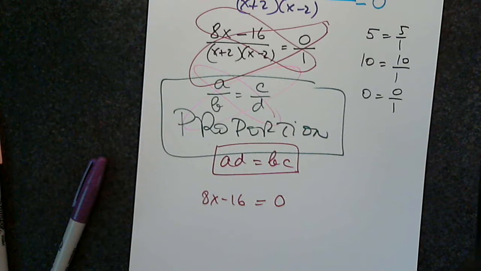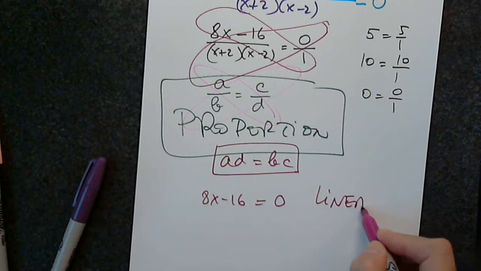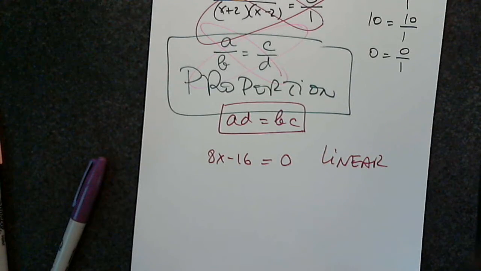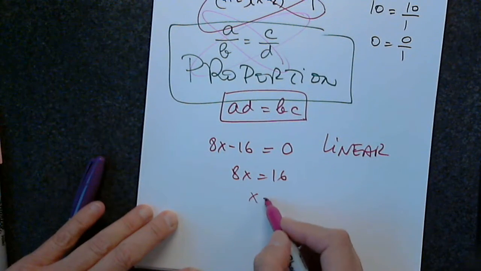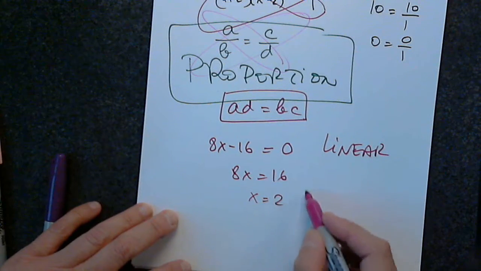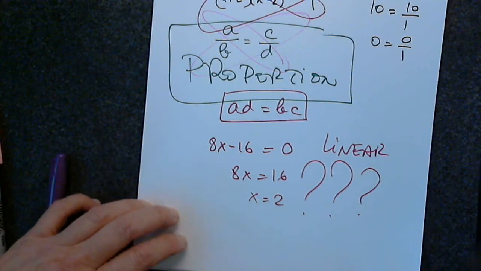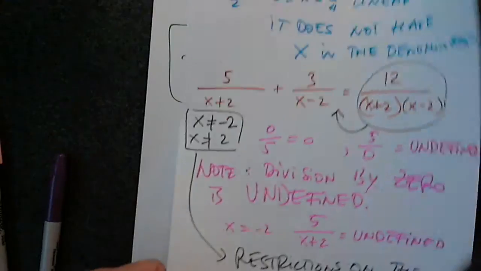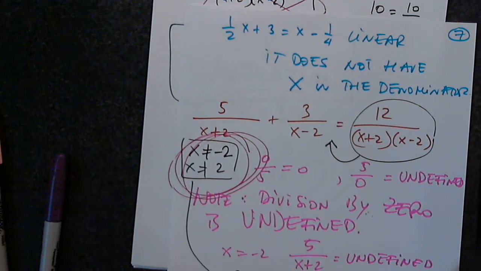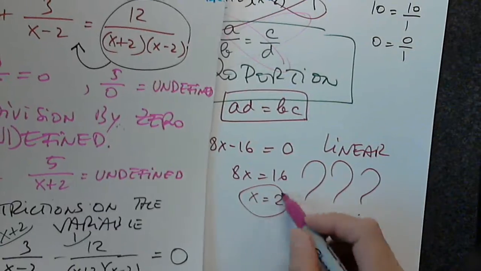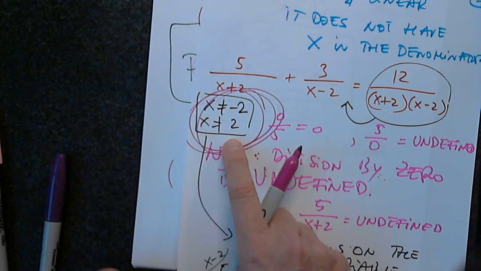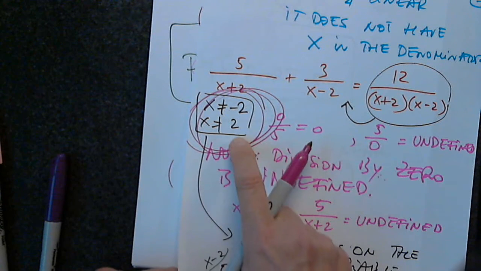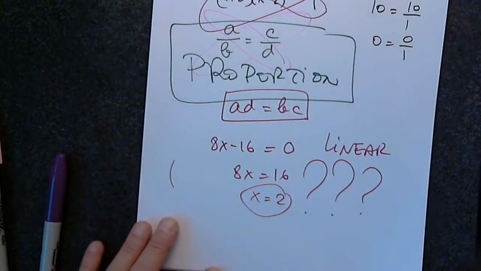So initially we were solving a rational equation. What is it now? It collapsed into a linear. Very good. I know how to solve this. I have to move negative 16. So it's 8x equals 16, and I get x equals 2, but I have to look back at my work. My work said, no way. If your final answer is negative 2 or 2, you cannot accept it.